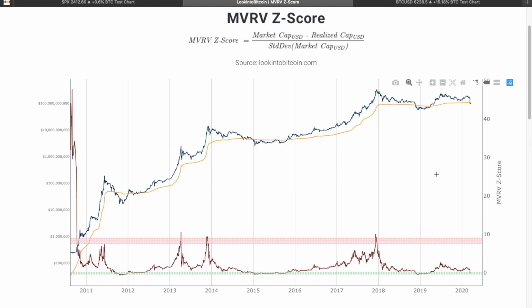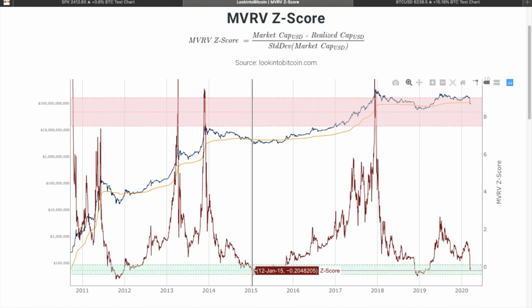And not only that, for those who don't know where to exit the market, this is also a very important chart, because you can see here, every time Bitcoin is between this green line, the zero, and below the zero line, you can see, for example, it happened here, it happened here, and it happened here.